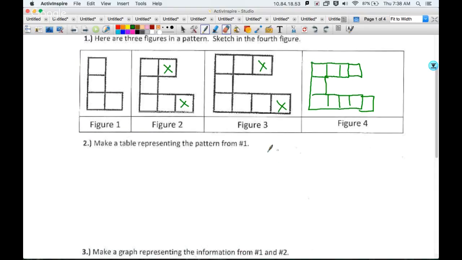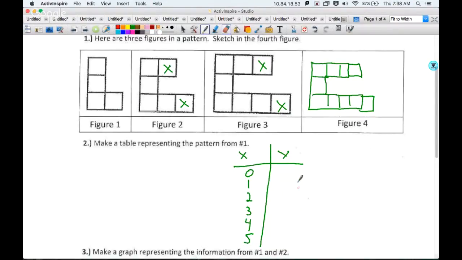Make a table representing the pattern from number 1. So for this, it's just a big blank, so you can make this table however you want, but I suggest numbering our X column 0, 1, 2, 3, 4, 5. And I always like to include 0 because it helps me do things like graph, which is what I need to do in part 3 here.